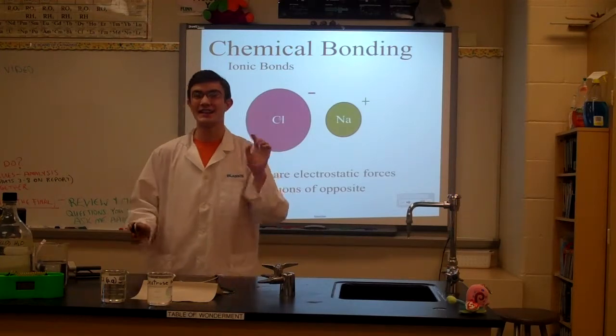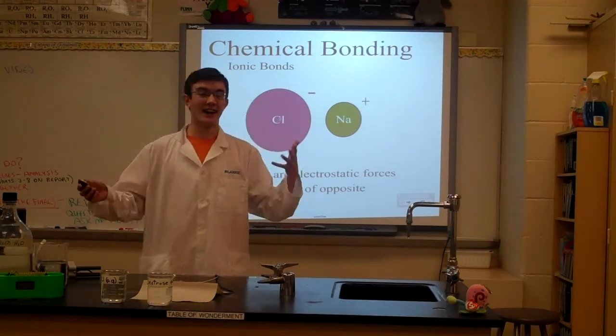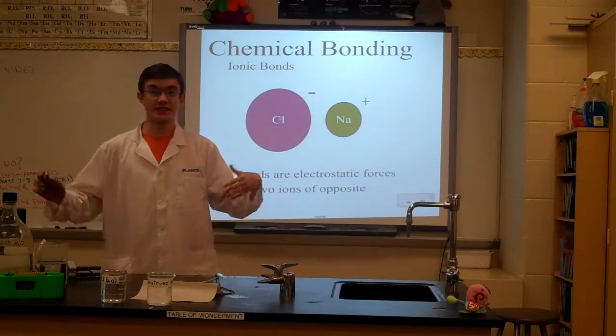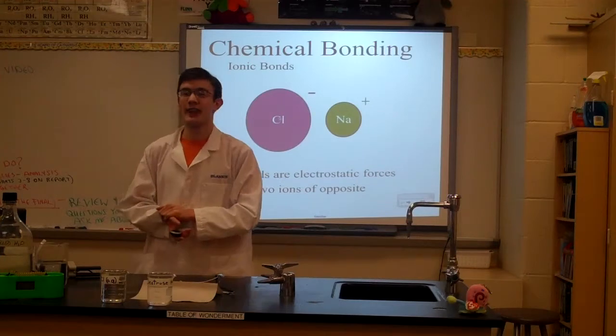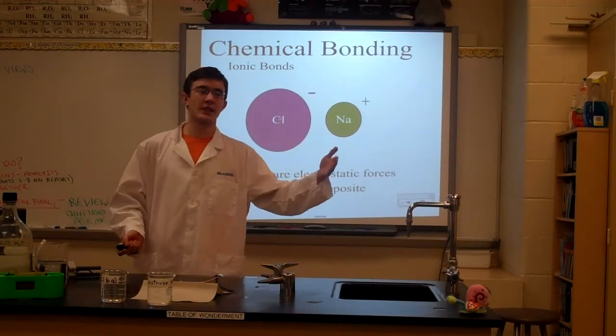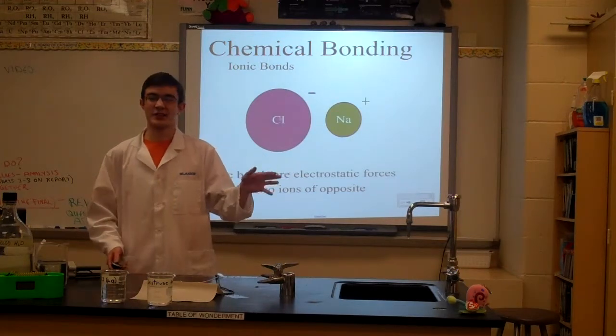The first one is the ionic bond. Whenever you have 2 ions with opposite charges, they'll be attracted to each other through electrostatic forces. A great example of that is sodium chloride. Sodium gives up an electron and becomes positive, while chloride takes that electron and becomes negative.